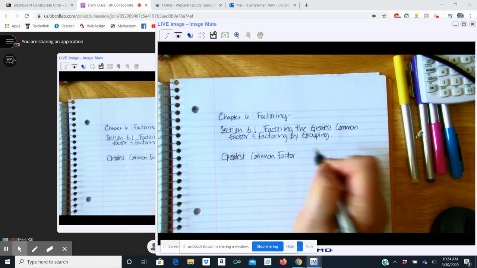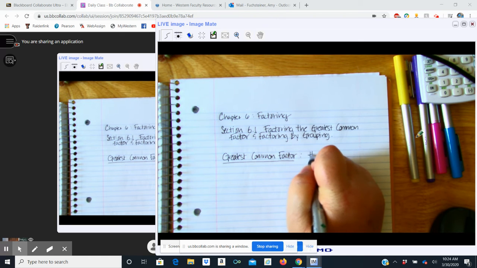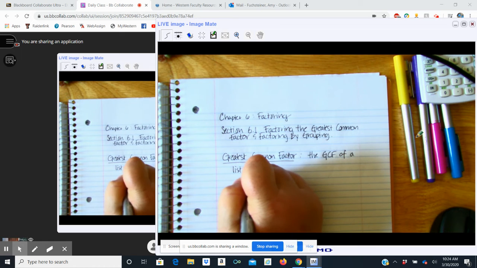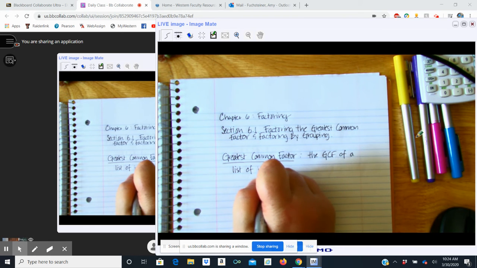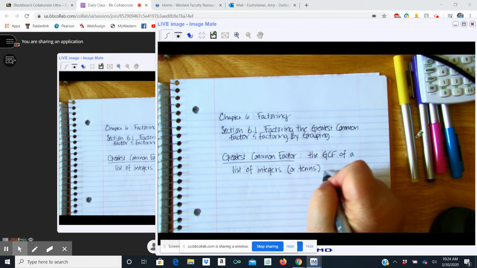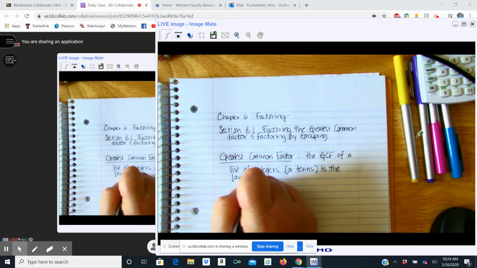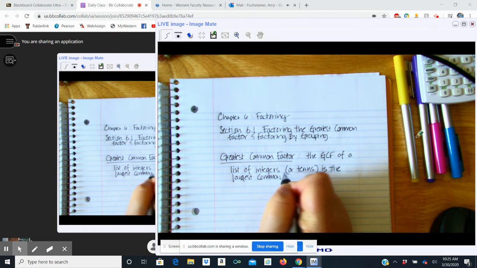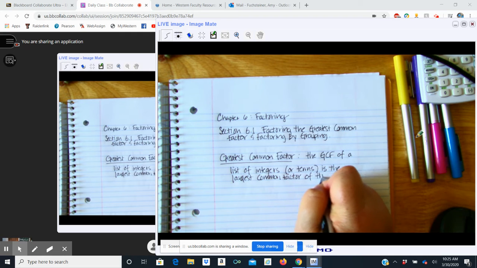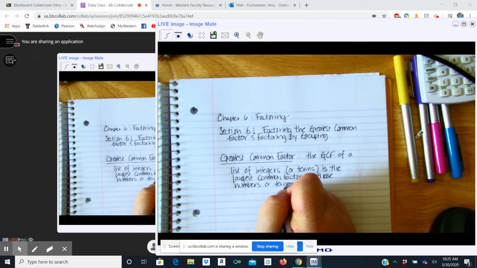All right, so to start with, we're going to look at what is the greatest common factor. The GCF of a list of integers, or in the case of algebra, terms, is the largest common factor of those terms.